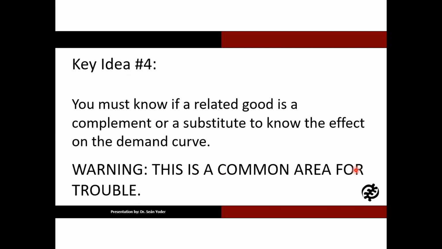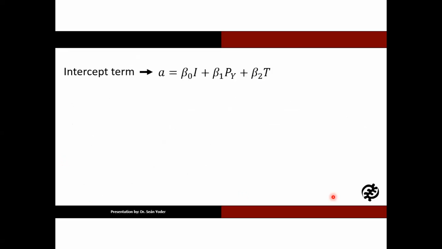You must know if a related good is a complement or a substitute to know its effect on a demand curve. A lot of people miss these questions on exams. My tip is, if you're facing a price of a related good question, stop and think it through. Is the price working like video game consoles and video games, or pens and pencils? How's this actually working? Get it straight in your head to know which one you're looking at.